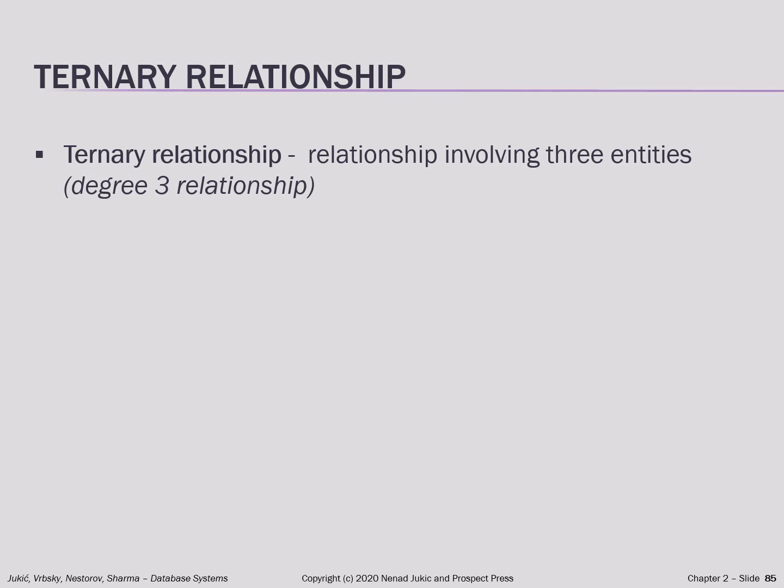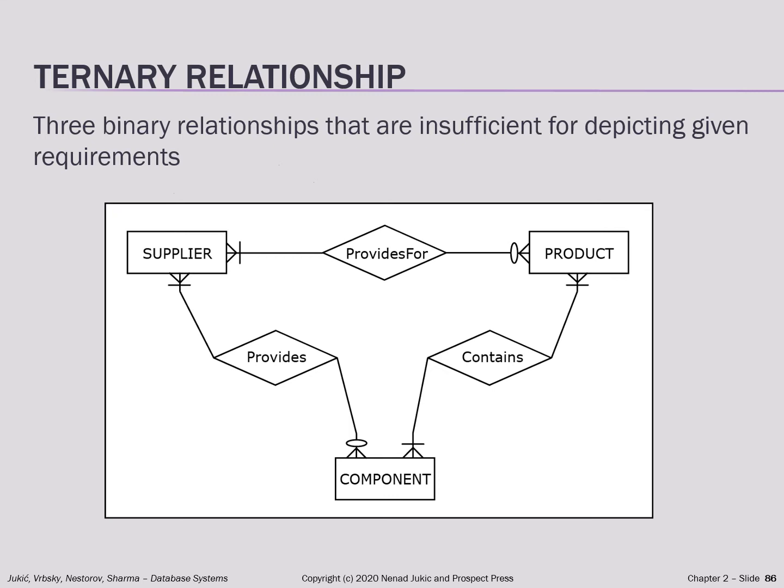First, we will look at an example where there is no ternary relationship. This example shows 3 binary relationships between supplier, product, and component. Let's see what's depicted here. Each supplier provides between 0 and many products. Each product has between 1 and many suppliers. Each supplier provides between 0 and many components. Each component is provided by 1 or many suppliers.